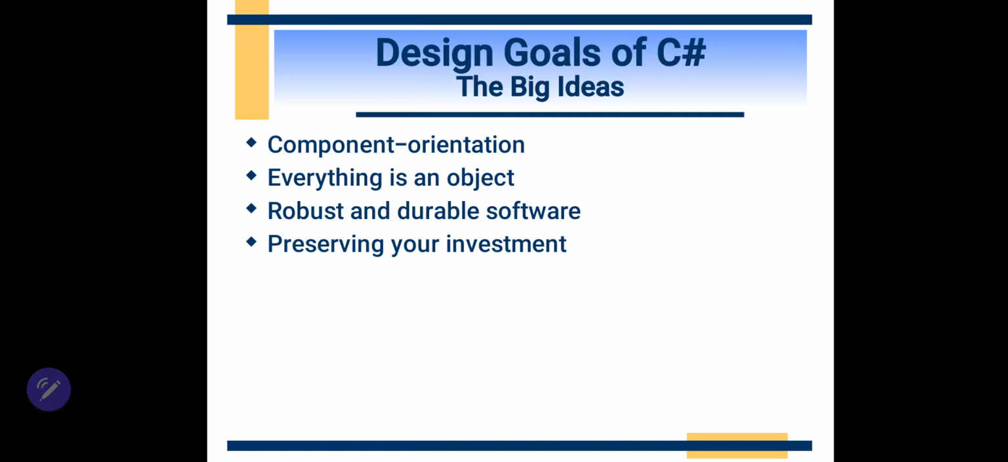About the design goals of C#. First of all, C# was designed from the ground up to support component concepts like events, methods, and properties. Second, everything is an object, which allows us to create some really clean designs. Third, it was designed to make it easy to create robust and maintainable software. And finally, it should be able to integrate easily with everything that already exists, preserving your investment.